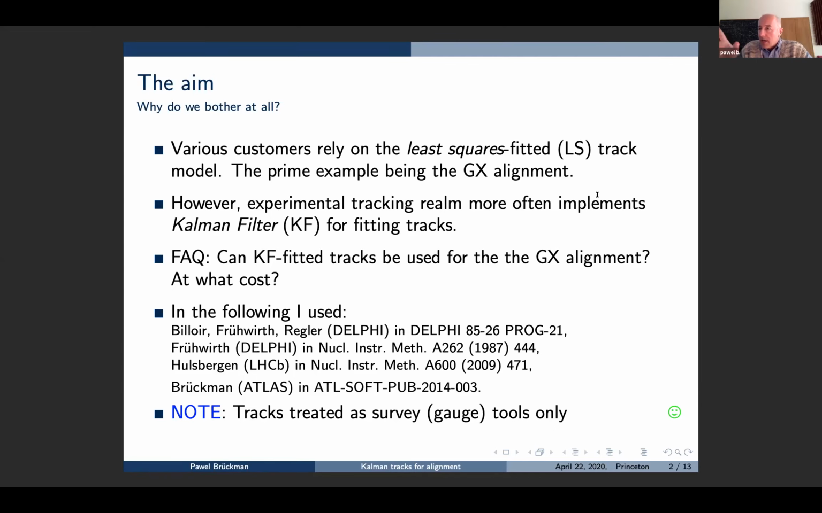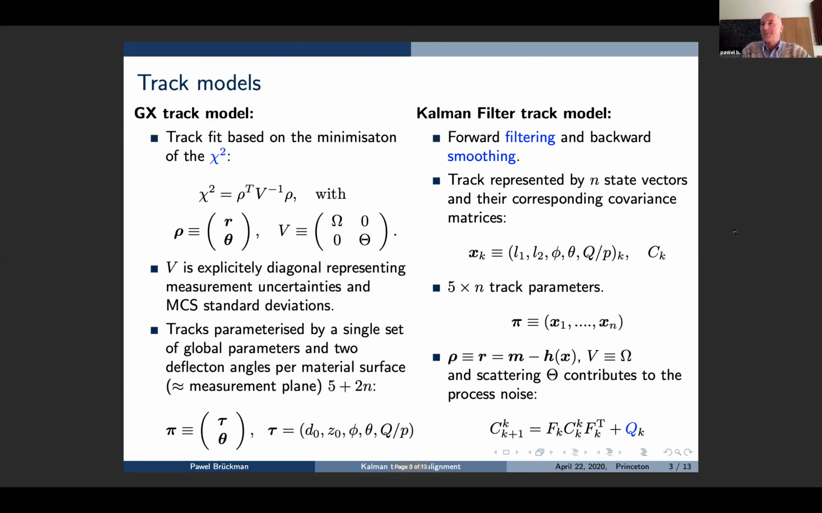In the following, I used these references if you want to look up the details. An important note is that in the case of alignment, tracks are not the prime objects that we are interested in. Tracks are treated as surveys, as gauge tools only. This is the guiding theme of the talk.